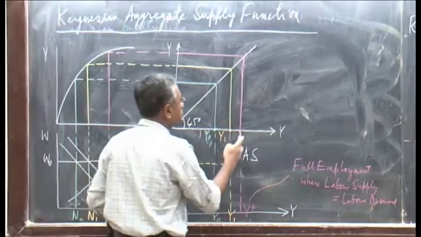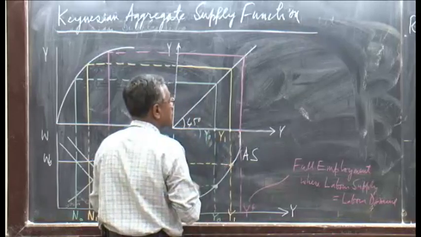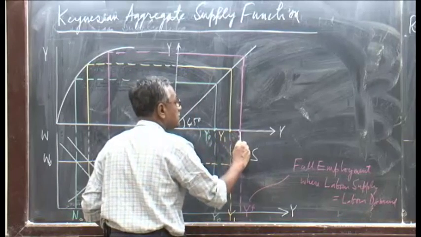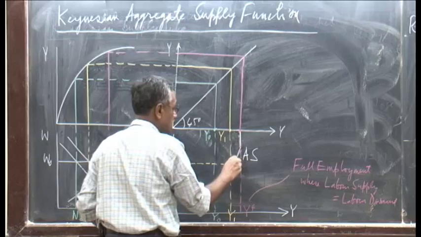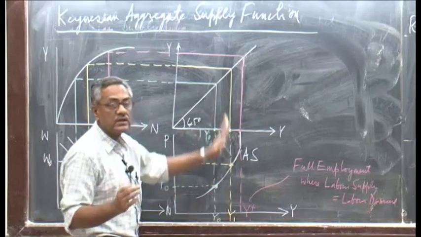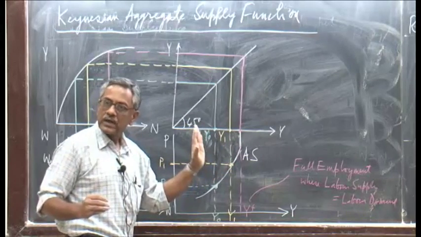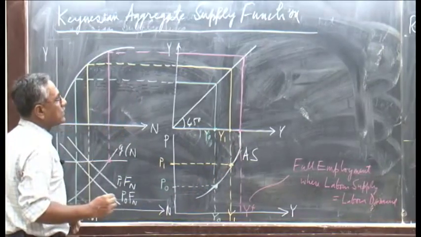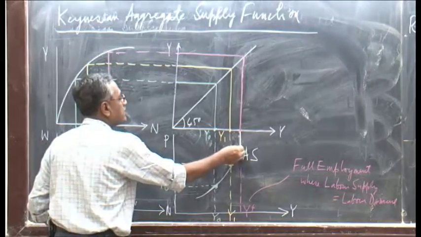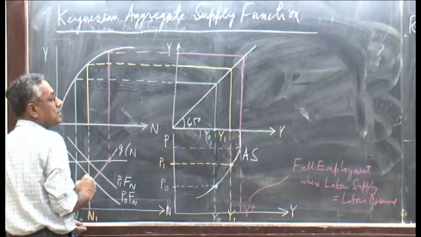So the aggregate supply function becomes vertical. Just like the classical aggregate supply function, it will become vertical. You cannot change any more output beyond that. Okay? All right. However, this can happen at some very high price level.